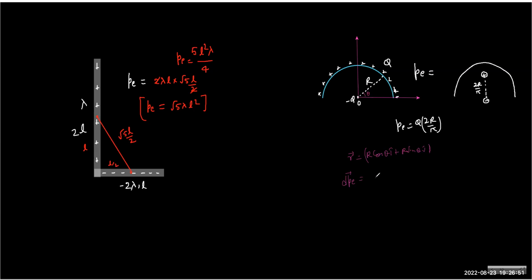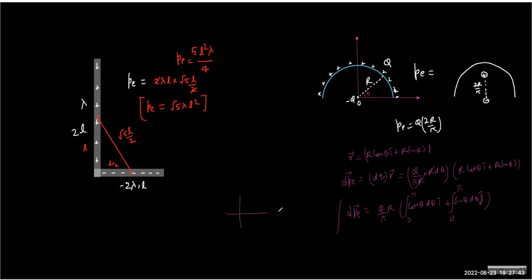So the dp we can write as dq times r. That's the definition. And dq can be written as q by pi r into r d theta. And r we can write as r cos theta i cap plus r sin theta j cap. This is q by pi, and r cancels. Then we have r common, cos theta d theta i cap plus sin theta d theta j cap. And then you integrate from 0 to pi.